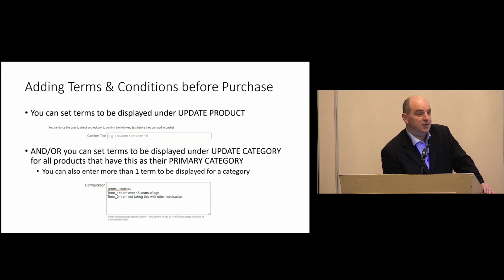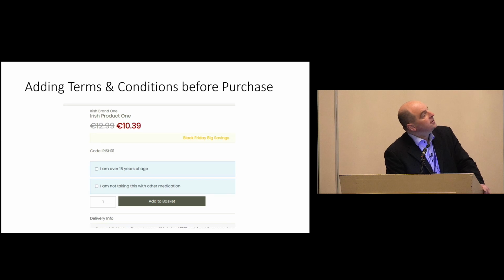Don't have too many, though, because you don't want your customer to have to jump through a whole load of hoops just to add to basket. But you can set that, and then all the products in that primary category will see those terms. So that's what it would look like. Those 2 terms are displayed before you add to basket.